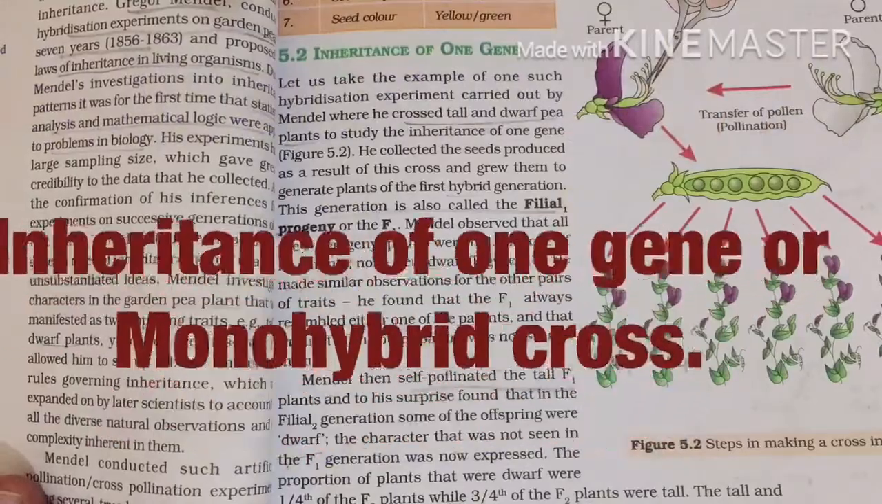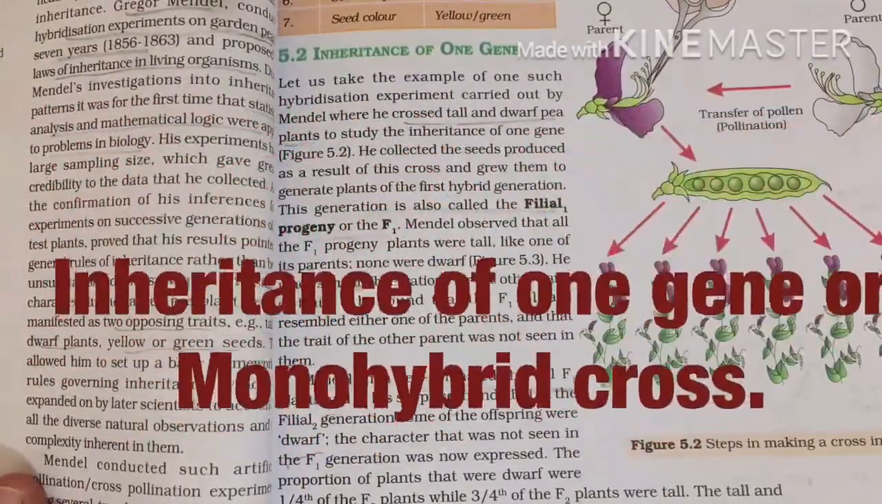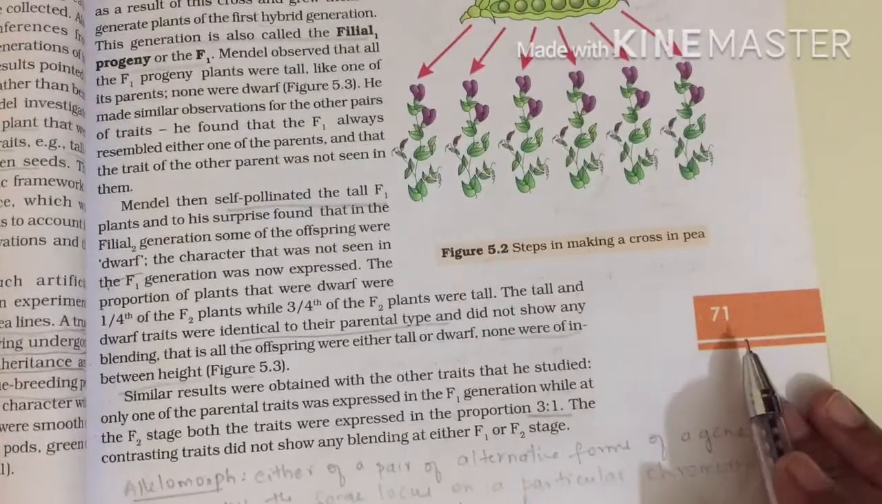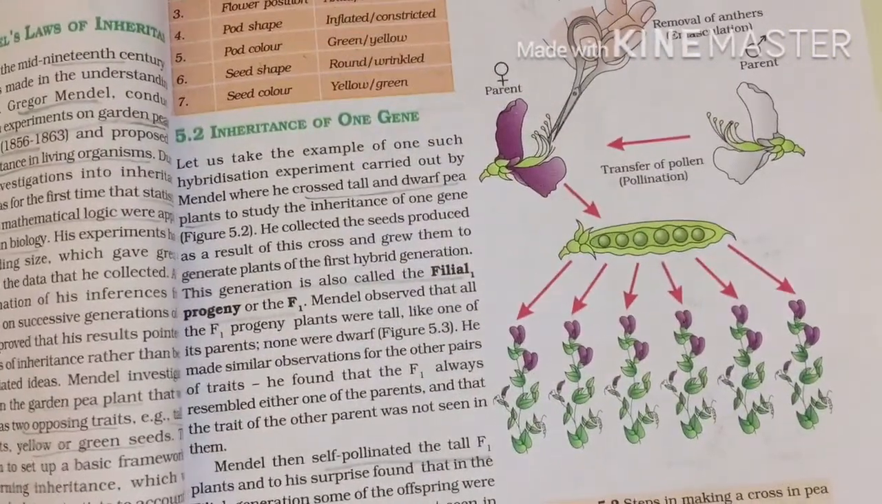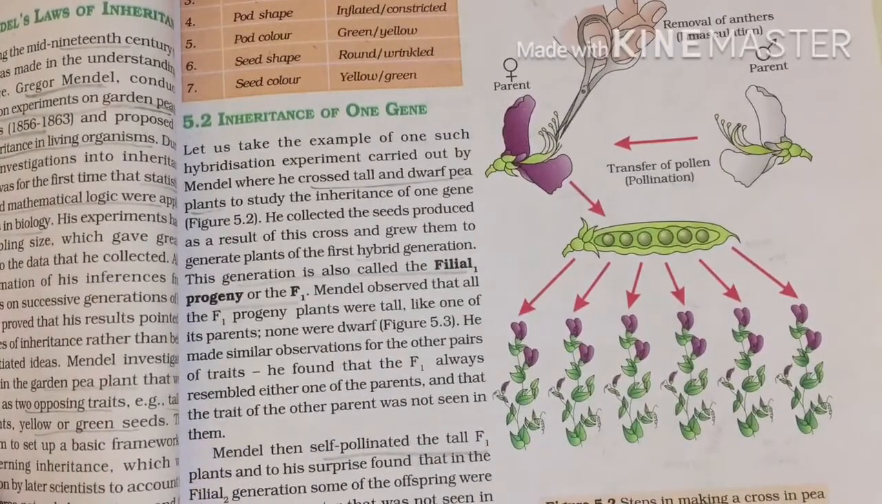Fine, today we shall start a new session on inheritance of one gene. In the previous class we started with the principles of inheritance and variation. This inheritance of one gene you will find on page number 71 in your NCERT textbook. It was studied, or given, by Gregor Johann Mendel.